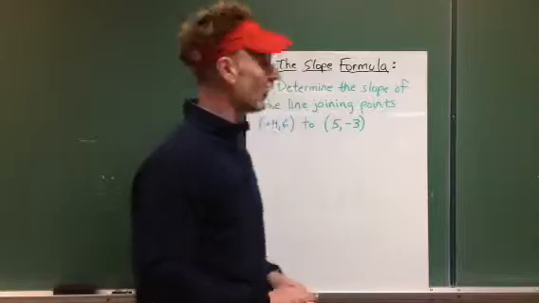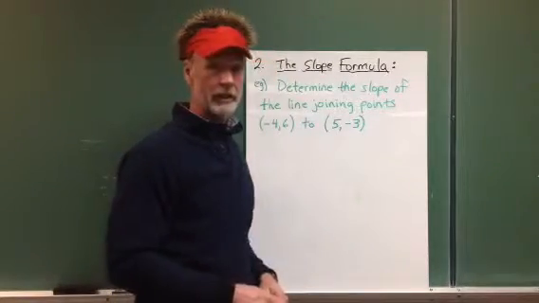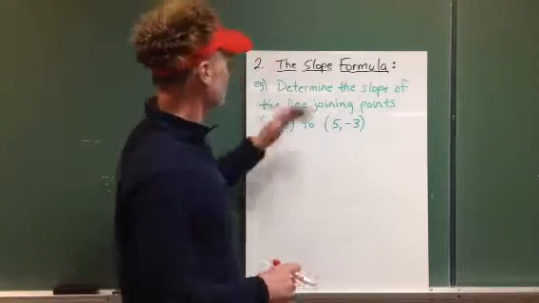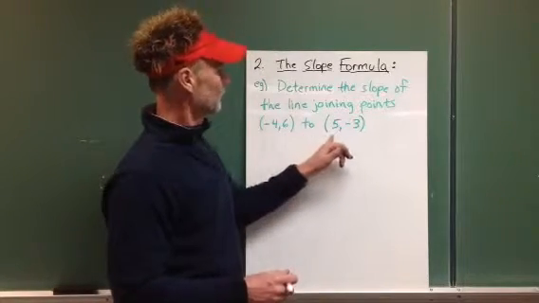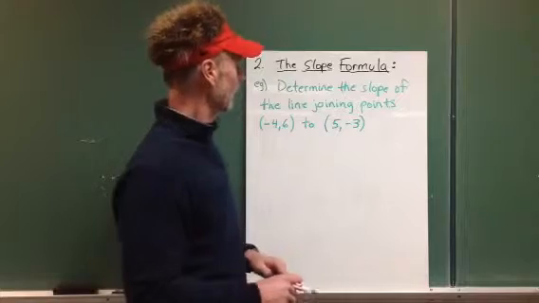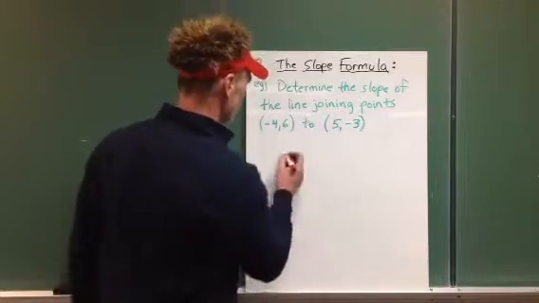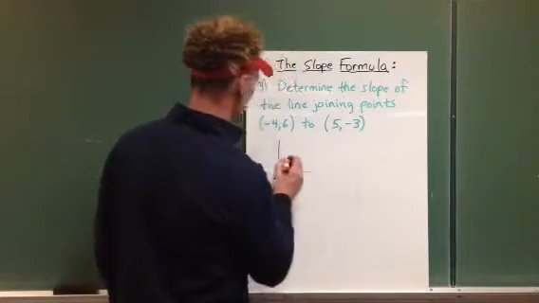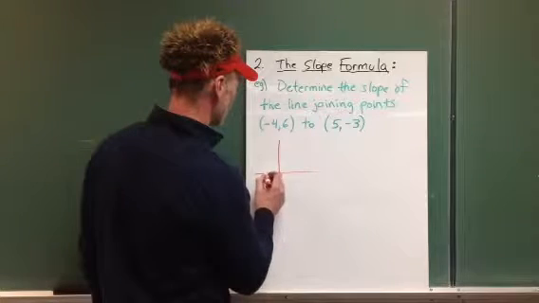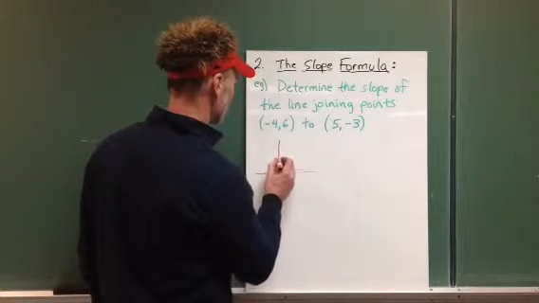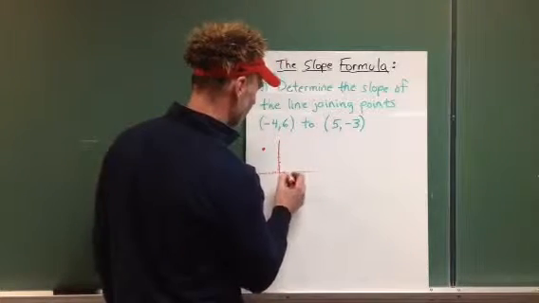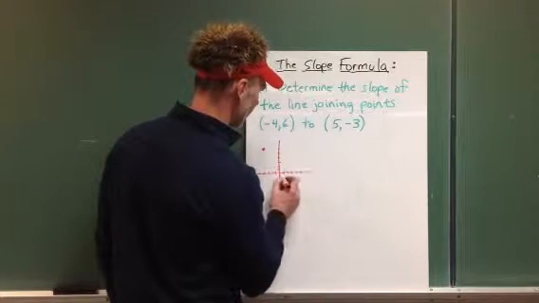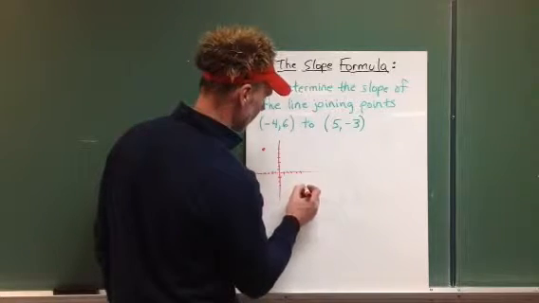Now let's talk about the slope formula. Well, you don't see it here. Let's develop it. Okay, so it says here, determine the slope of the line joining points (-4, 6) to the point with coordinates (5, -3). Well, we could draw a picture. -4, then up 6: 1, 2, 3, 4, 5, 6 is about here. And 5, -3: 1, 2, 3, 4, 5, and 1, 2, 3, about here.